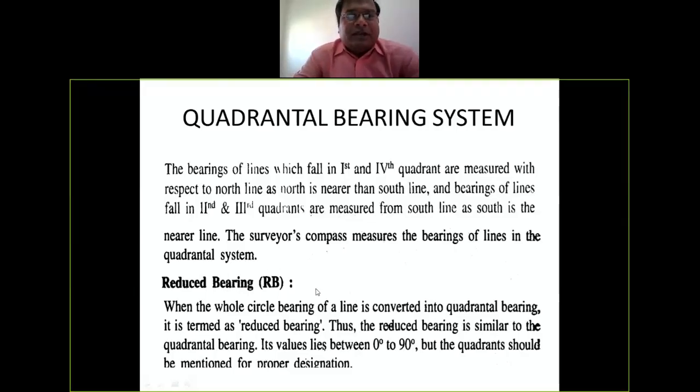Okay. So reduced bearing, as I told you, is when the whole circle bearing of a line is converted into quadrantal bearing, it is termed as the reduced bearing. And thus the reduced bearing is similar to the quadrantal bearing, and its value lies between 0 to 90 degree, but the quadrant should be mentioned for proper identification.